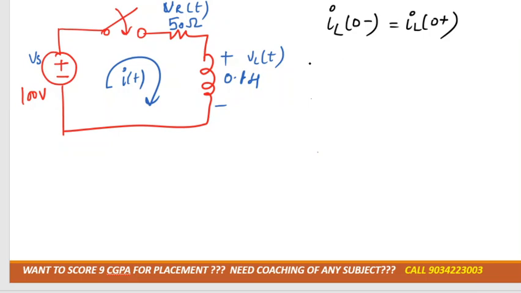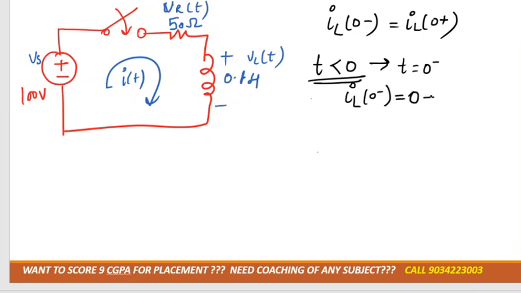So again we have to draw the first circuit, that at t less than 0. At t less than 0, will the current flow in the circuit? Yeah, or we can say t equal to 0. So can we say that IL of 0 minus is 0? That would be IL of 0 plus, correct? Now for t greater than 0 or t equal to 0 plus, the current will flow or not?